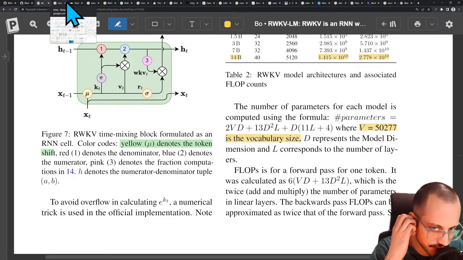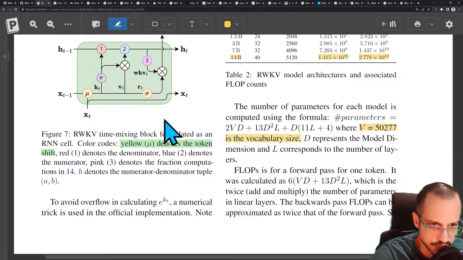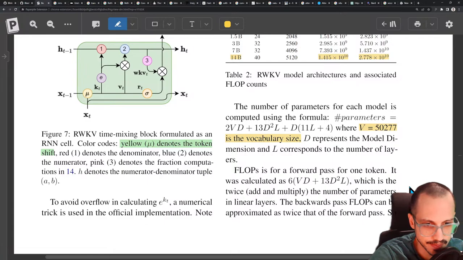But it seems like if you're trying to be fast and trying to showcase how much faster your model is, you can actually cheat a little bit by having a smaller vocabulary size, and that would make everything faster.